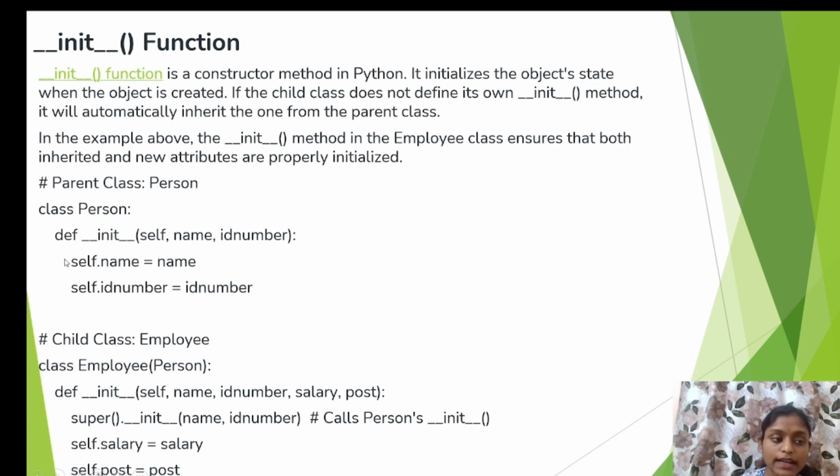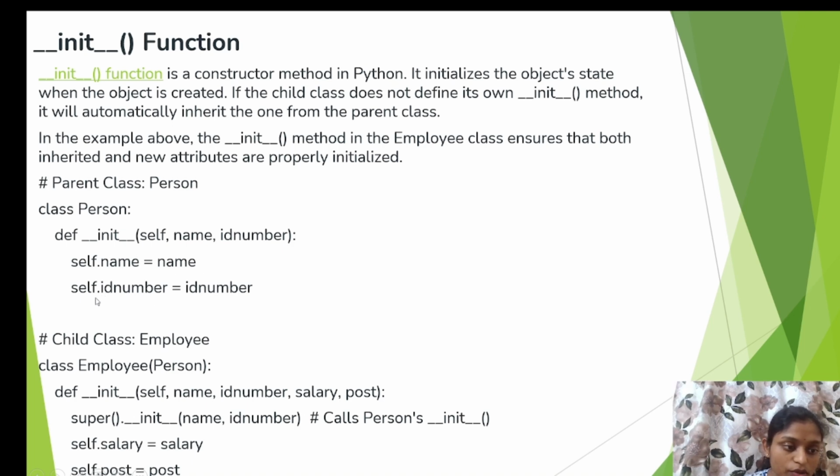I again created a class with the name Parent, and I initialize it using a constructor called init, and I access it using self.name. I also initialize it with the object self and ID number. I also created a child class called Employee, and I accessed the Person, that is the parent class, and here I took an init constructor and also initialized name, ID number, salary, and post.